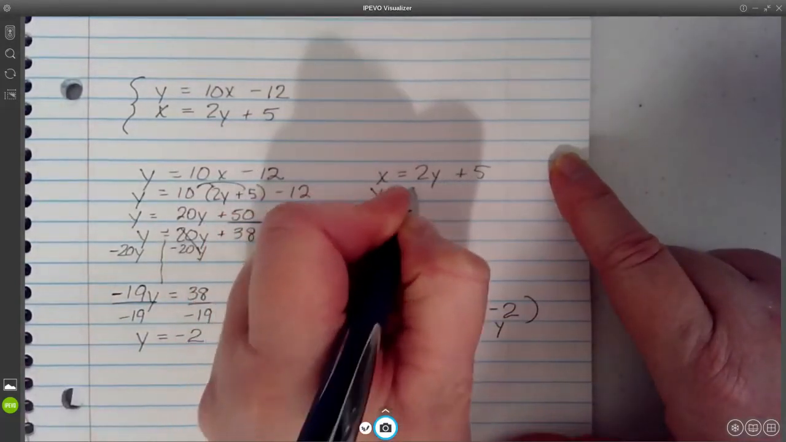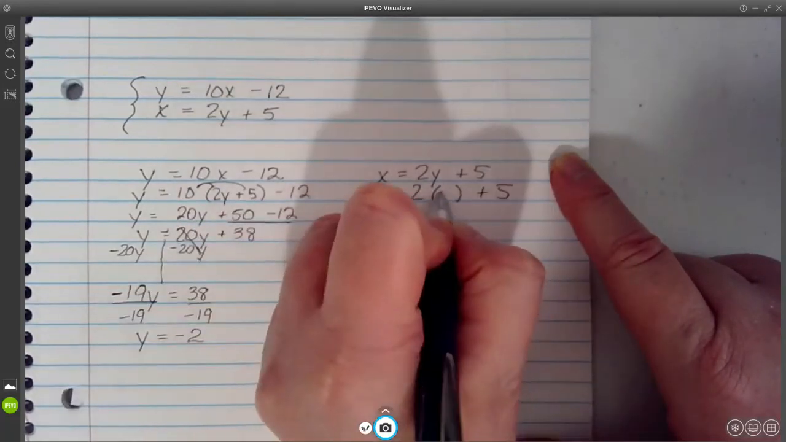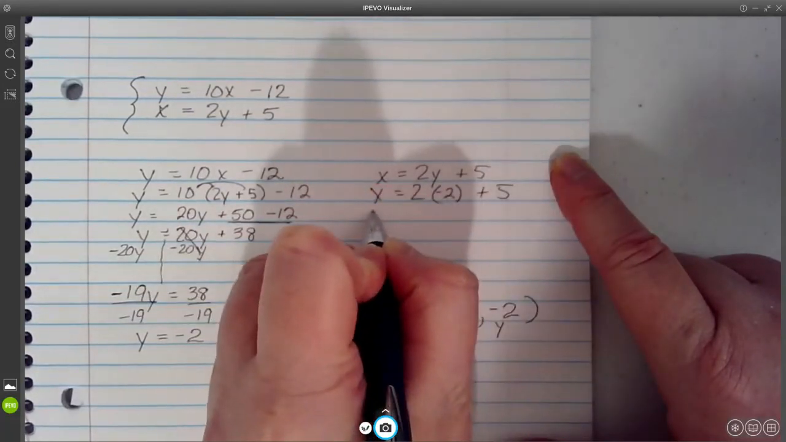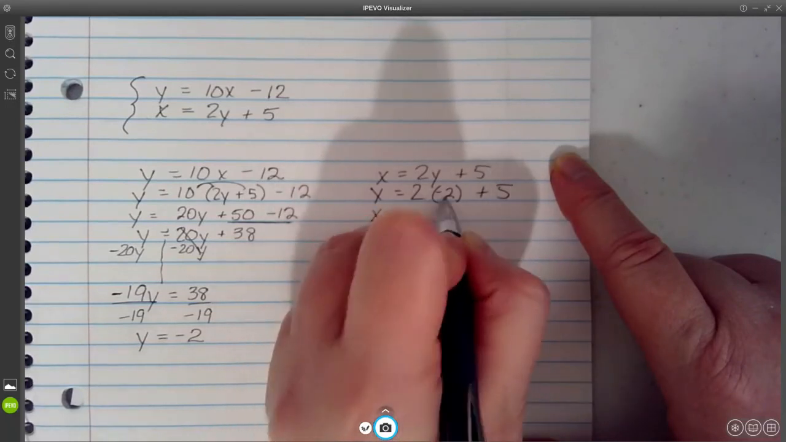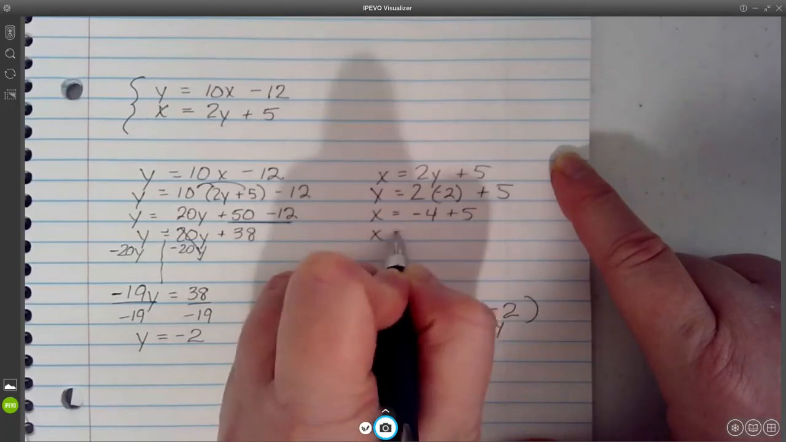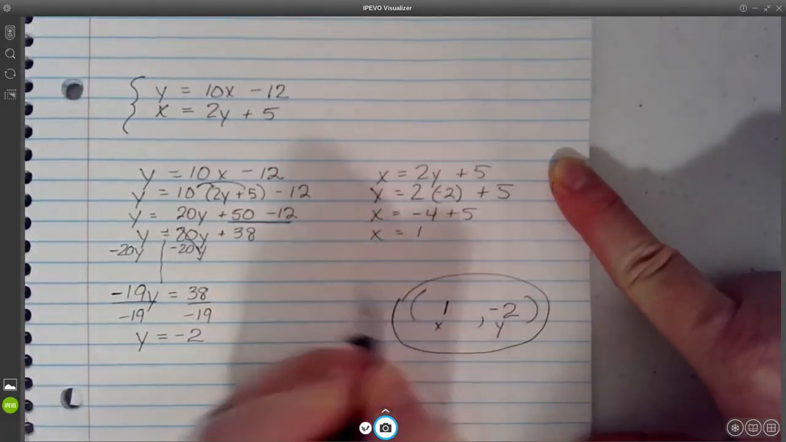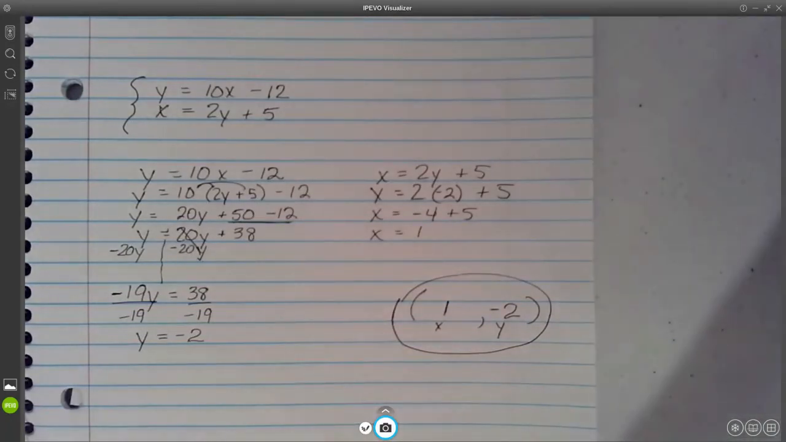So I'm going to copy this, replacing y this time, replacing it with negative 2. X equals 2 times negative 2, which is negative 4 plus 5. X equals 1. So now I have my one answer for x, one answer for y. That was very fast. You can replay, pause the video anytime you want.